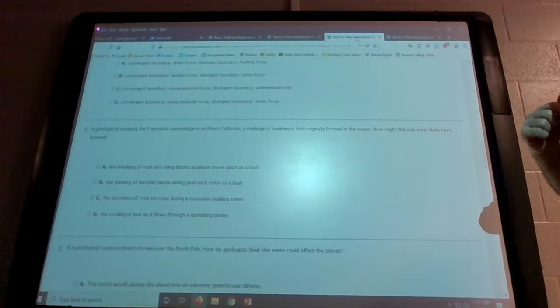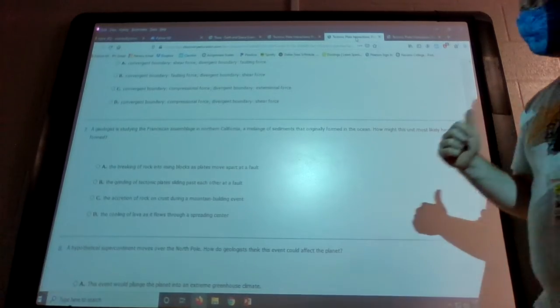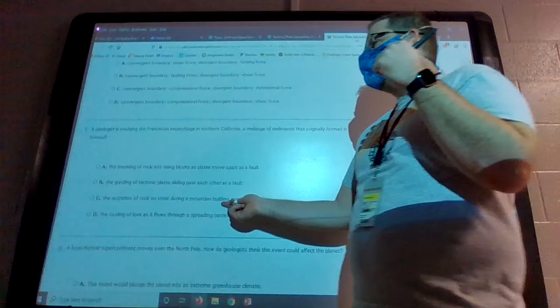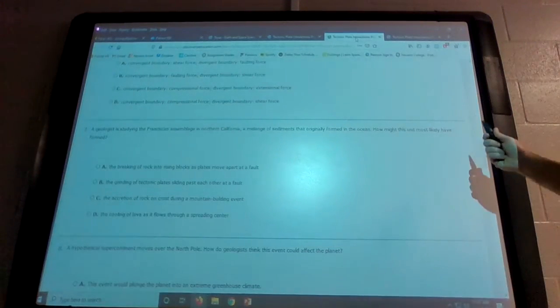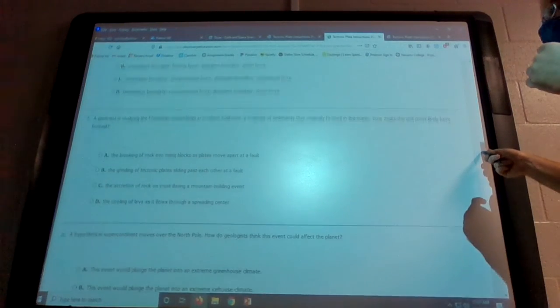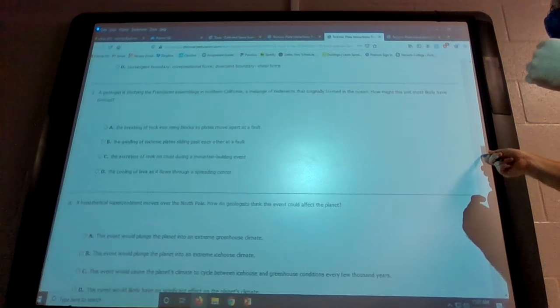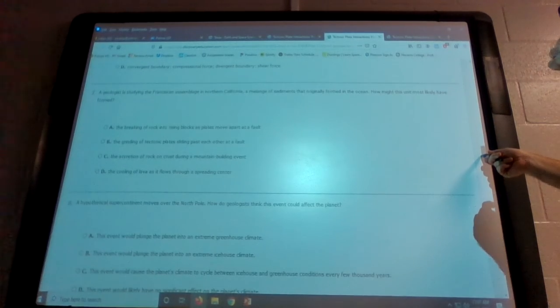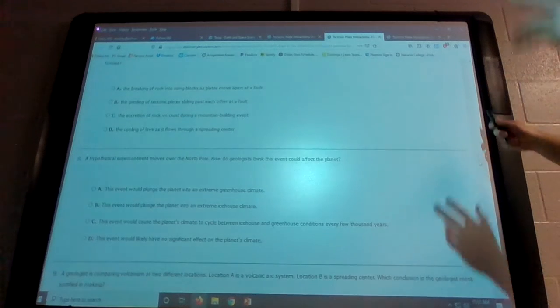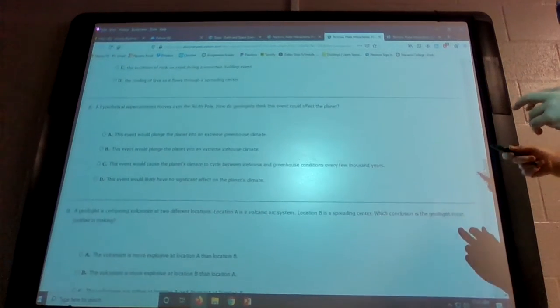I'm going to guess it's got to be C. Yeah, on this one, I'm going to be honest, they didn't go over that too well in the readings. So that one's going to be C. Accretion of rock on crust during a mountain building event. Unless I'm completely wrong, which has happened before for sure.